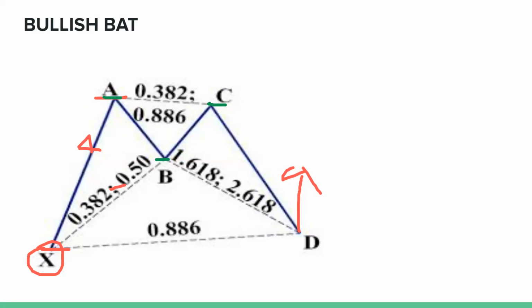Now, after it has rejected and is coming down, pull your fib from X to A and wait for the market and see the reaction. It has to lie in the 0.886. That's when you go for a long. I hope you guys understand that.